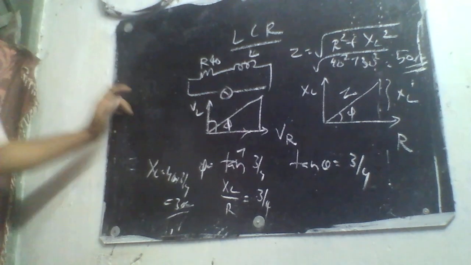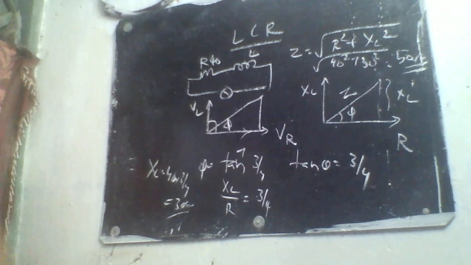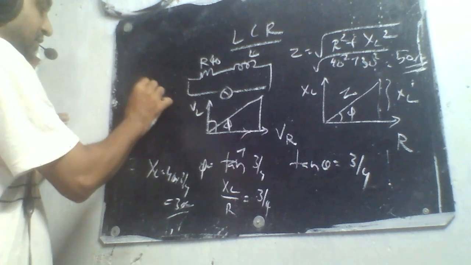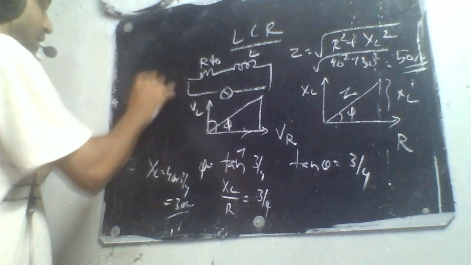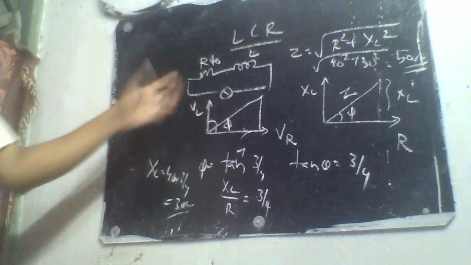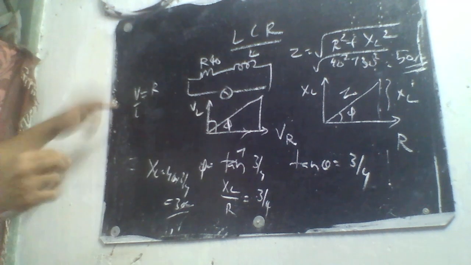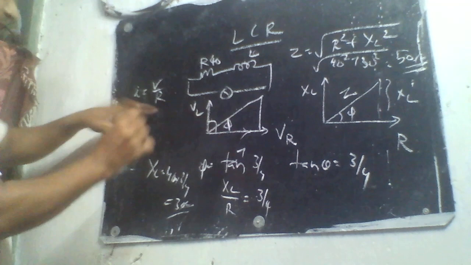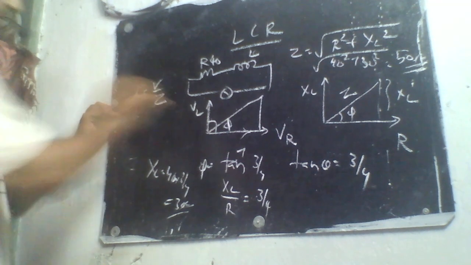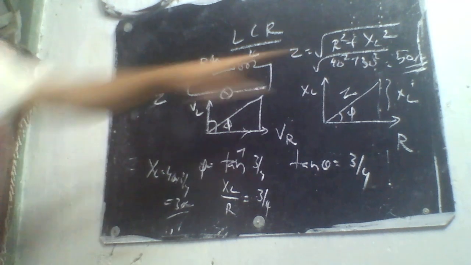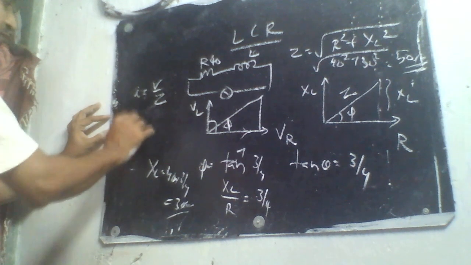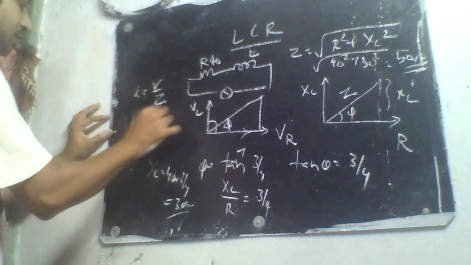Then they have asked what the current in the circuit will be. We know Ohm's law, V by I is equal to R. This is only for a resistive circuit, but this is a combined circuit. So instead of writing R here, I should write V by Z. Z is 50. The applied voltage is 100, they have already given. So I will be equal to 100 by 50, which is 2 amperes.